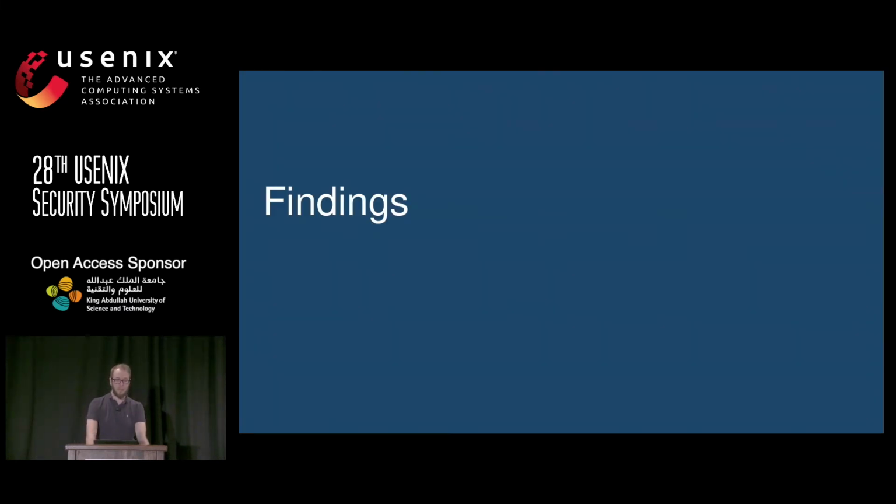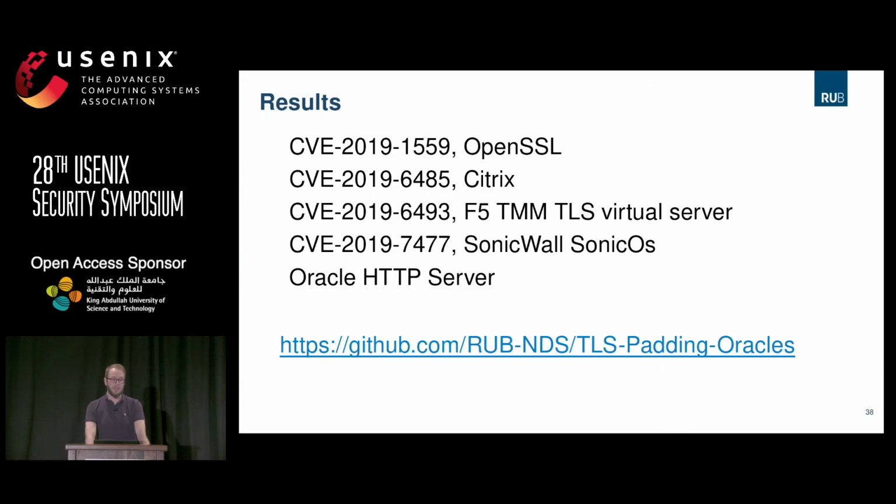So we tried to disclose our findings, and we ended up with these 4 CVEs and a vulnerability report by Oracle. We were not able to fingerprint all the responsible vendors, and not all the websites responded to our disclosure messages. But the most prominent vulnerability we found is the top CVE in OpenSSL.